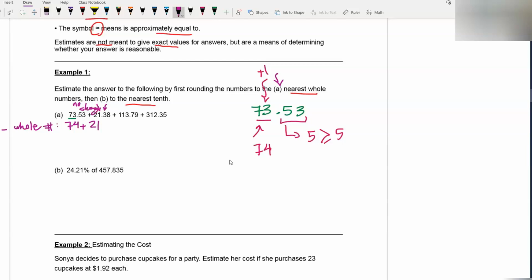And I have 21 plus 113.79. 0.79: 7 is greater than or equal to 5, meaning I have to add 1 here. So 113 plus 1 is 114. Then 312.35. Rounding to a whole number, adding all these numbers, the answer is 521. Because it's asking to estimate the answer, we have to first round each one of these numbers to a whole number.